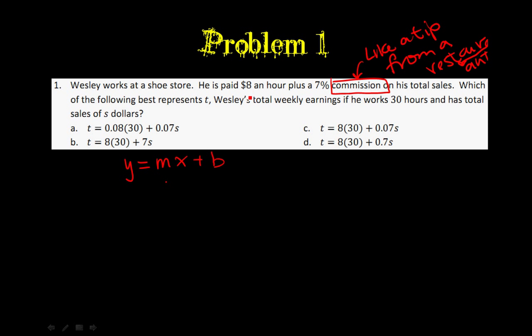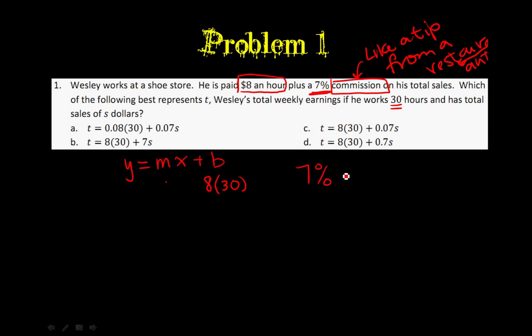Some of you may automatically think that since it's $8 per hour, that would be your slope, but it's actually not, because they tell you how many hours it is. So it's not an amount that's changing. It's $8 for 30 hours, which would be $240, 8 times 30. So that is actually your y-intercept, because it's not changing. It's a set number of hours. What does change is the total number of sales that he makes, and in this case it's 7%. That's your slope.